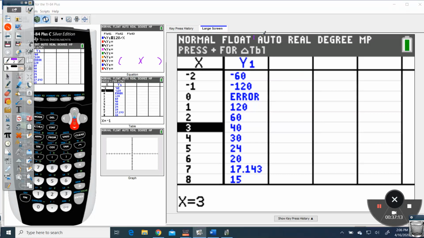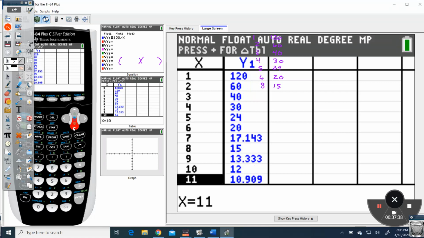So 1 and 120, 2 and 60, 3 and 40, 4 and 30, 5 and 24, 6 and 20, 7 makes a decimal, 8 and 15. Scroll down. 9 is a decimal, 10, and then 12. So that's all of them because it goes 10, 11, and then 12. So, you know, when these numbers start counting back going up this way, you know you've written them all down.